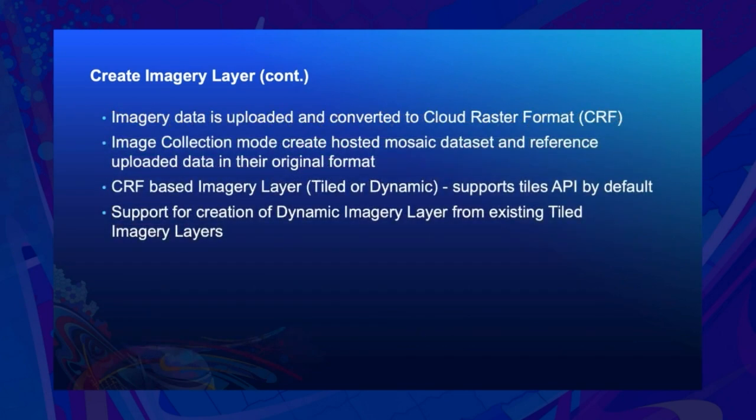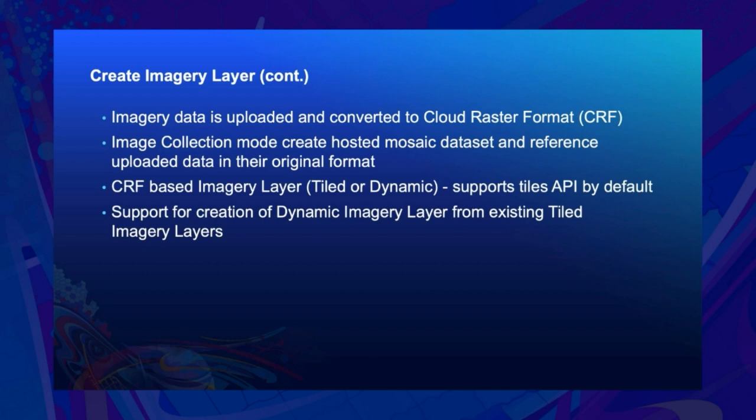Now there's a few additional points I want to mention in the create image layer workflows. So when you are publishing image data to ArcGIS Online, all the data you uploaded will be converted to the cloud raster format based on the different creation mode you chose, except when you choose the imagery collection mode to create a dynamic image layer, we will create the hosted mosaic dataset behind the scene in the enterprise database hosting ArcGIS Online, and then reference the original uploaded imagery data in their original format.